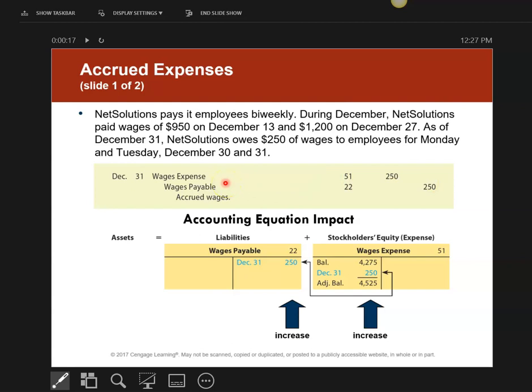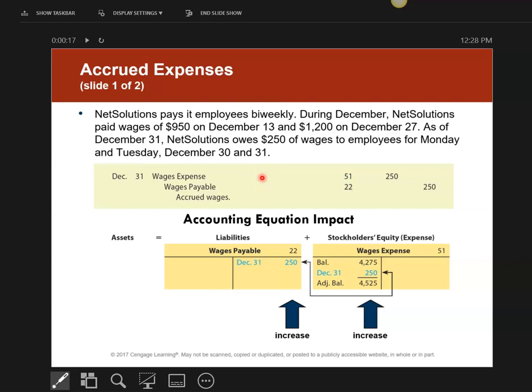Remember, I told you it is always debit the wage expense and credit the wages payable. The question is for how much? That's up to you to decide. But the journal entry will always be in this order, exactly the same.